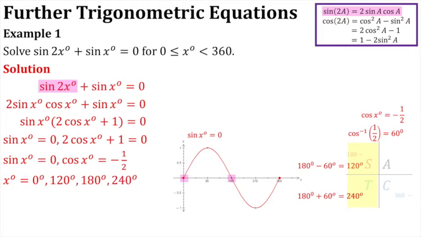So we now have 4 answers, 2 from this equation here, sin x equals 0, and 2 from cos x equals -1/2. So we know that x is equal to 0, 120, 180, and 240. And those are our final answers, folks. So just now would be a good time to pause the video and take this example down in your notes before coming back for example 2.